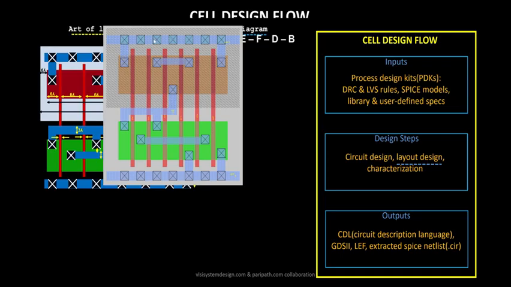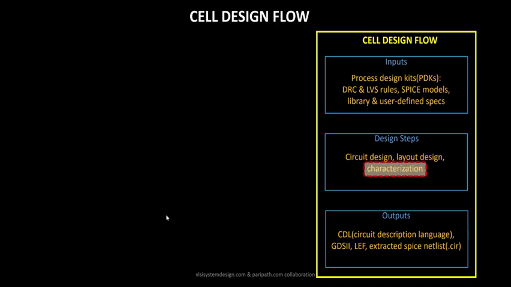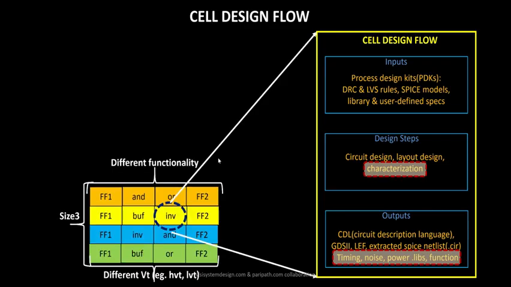So the next step, after you get the extracted spice netlist and the typical layout, is to characterize this, and that's what this course is all about. Characterization is the step that will help you get your timing, noise and power information, and the output of the characterization is nothing but timing, noise and power dot libs and the functionality of this circuit. So we'll stop at this point. From the next video we'll look into the characterization flow.